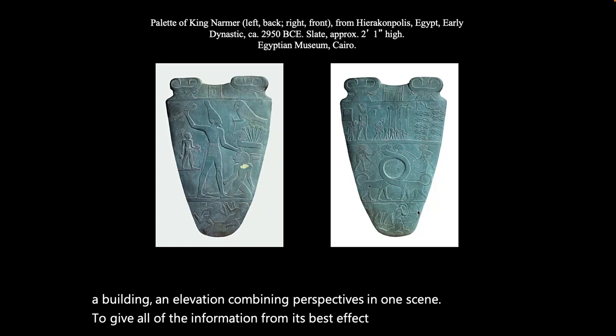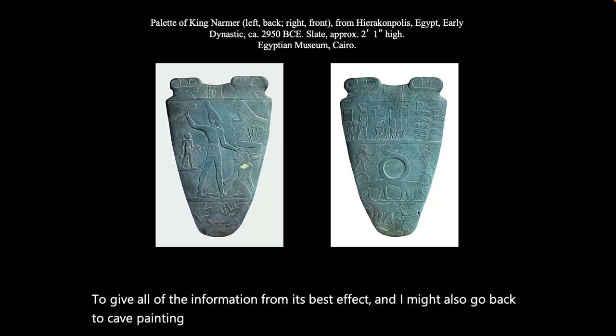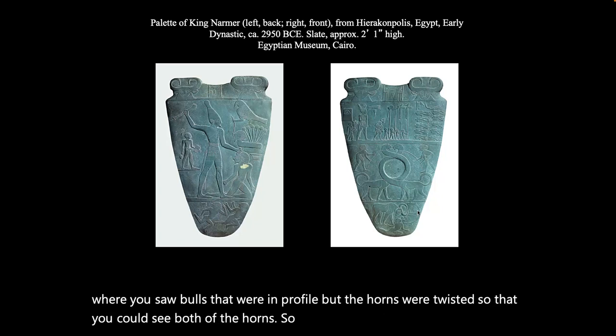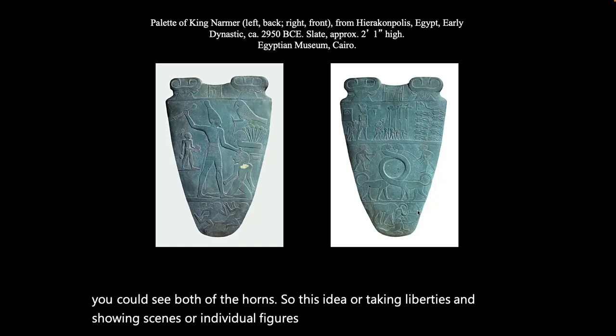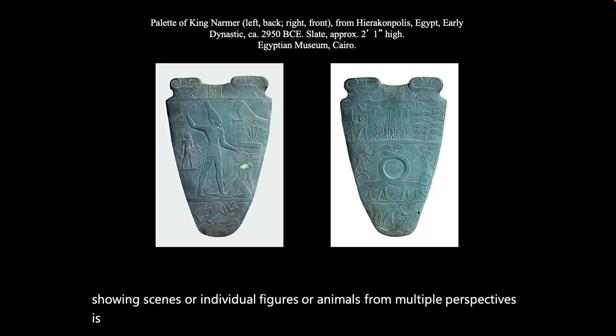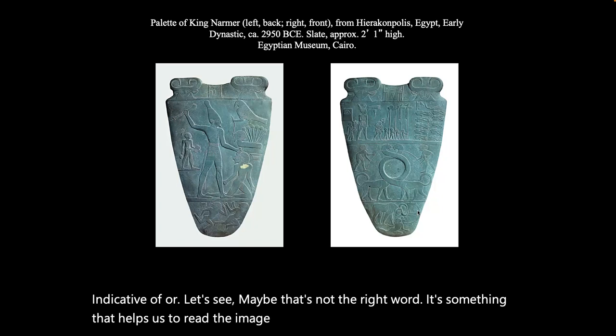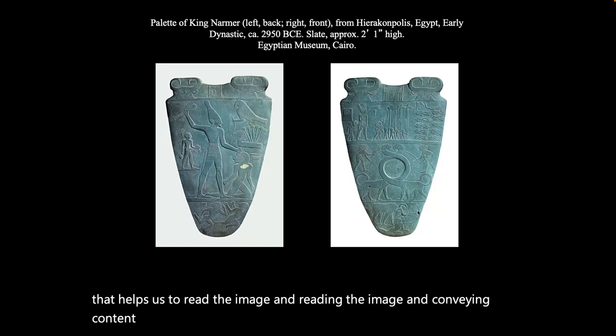And I might also go back to cave painting, where we saw at Lascaux in the Hall of the Bulls, where you saw bulls that were in profile, but the horns were twisted so that you could see both of the horns. So this idea of taking liberties and showing scenes or individual figures or animals from multiple perspectives is something that helps us to read the image. And reading the image and conveying content or conveying meaning is so important.